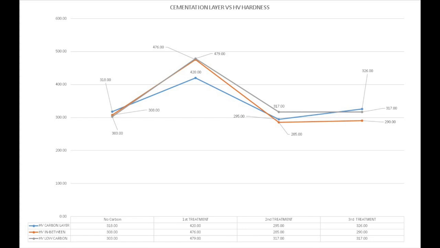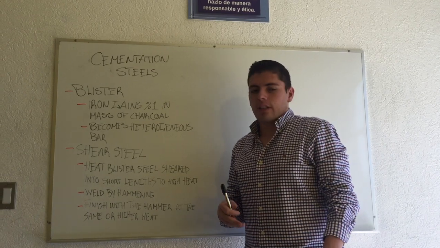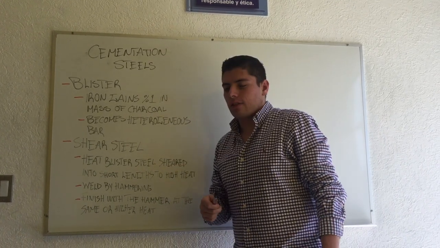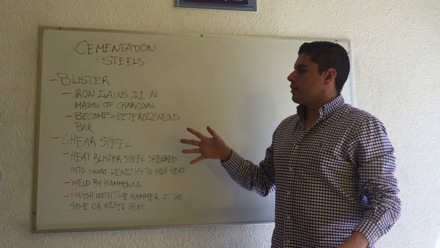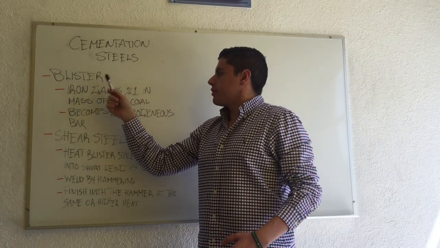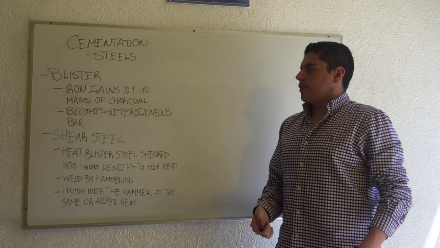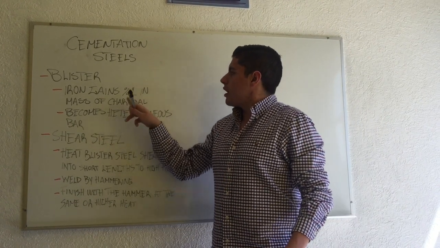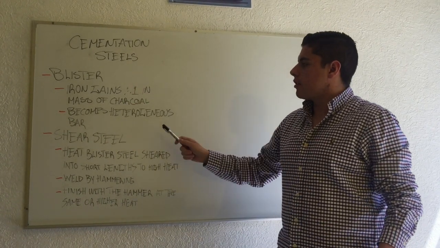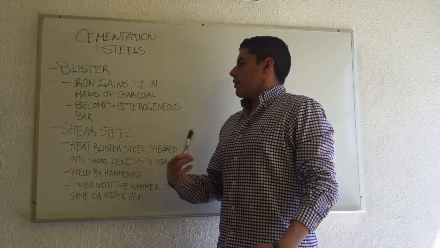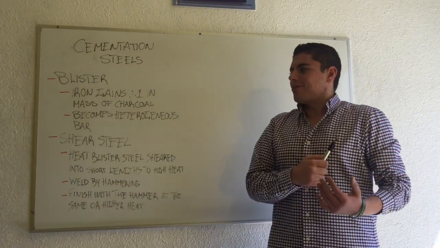Now we can see and prove our theory in the graph with the different lines: in the carbon layer we got the highest value of the hardness test. So now we're going to talk about the cementation steels, and there are two main cementation steels. The first one is blister steel, and the main characteristic of this is that iron gains 1% in mass of the charcoal, and after it becomes a heterogeneous bar.